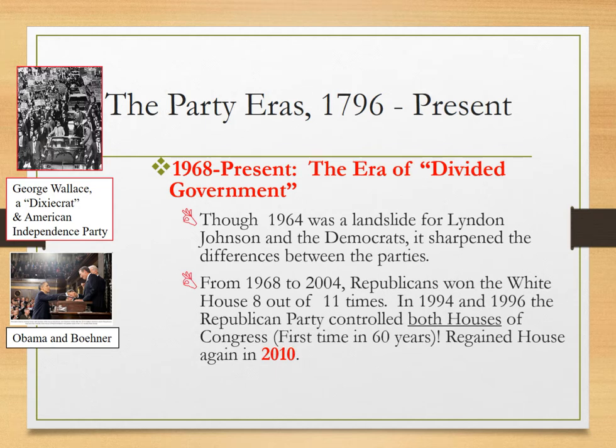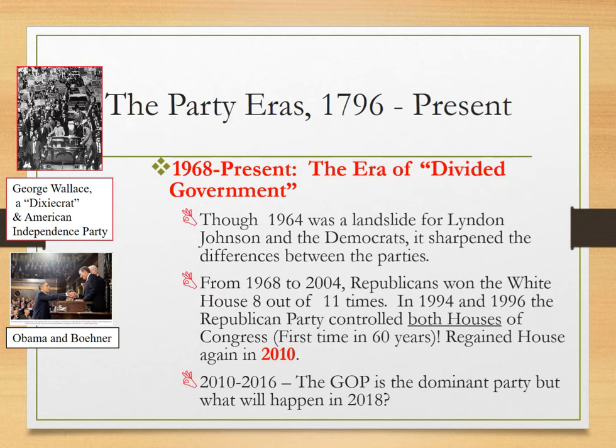From 1968 to 2004, the Republicans won the White House 8 out of 11 times. But we're going to move this forward a little bit. In 1994 and 1996, the Republicans controlled both houses of Congress, first time in 60 years, and regained the House again in 2010. So sorting out where we stand now is really important because we do have this back and forth, so it appears, pattern occurring. We'll see what happens in 2018. We'll see what happens in 2020, right? In 2010 and 2016, the GOP is the dominant party, but what will happen as we move forward in 2018 and 2020? And under President Trump's leadership of the Republican Party, the ways in which the coalitions and the tensions in the party are emerging may or may not lead to some losses or gains in seats.